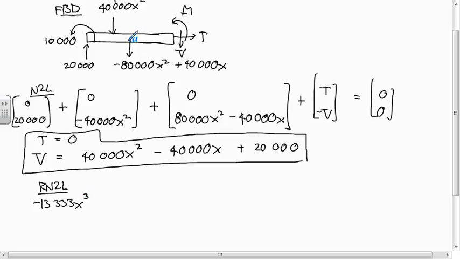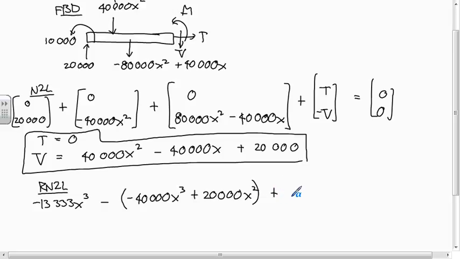And then we have another clockwise moment that's this magnitude times x over 2. So that is minus negative 40,000 x to the third plus 20,000 x squared. Sorry. Any questions about that one?